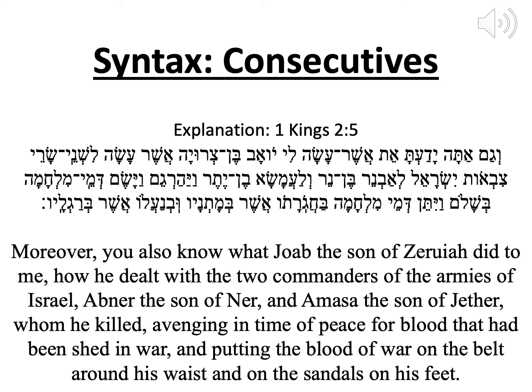And you can see that these are done in a series of vayiktols. Vayahargem, Vayasem, and then again at the end, Vayitten. These are all indicating what it is that Joab did, but they all fall under that previous verb, yadati. Then we know what it is that we know, and we can explain it using these vayiktol forms as consecutives. He did this, this, this, this, and this.